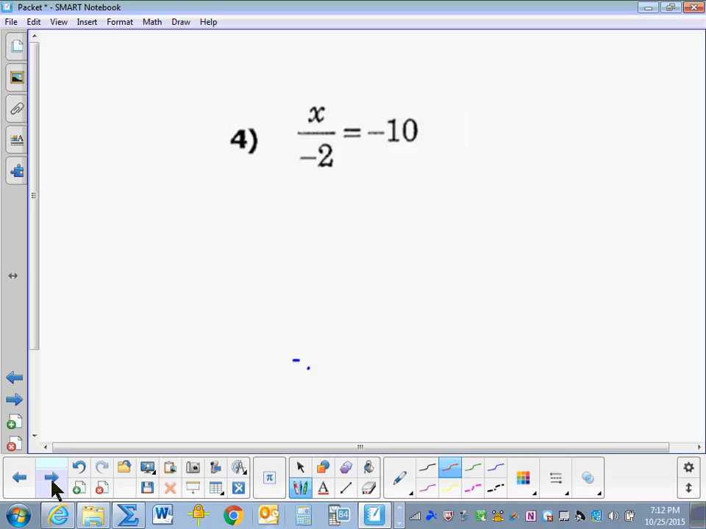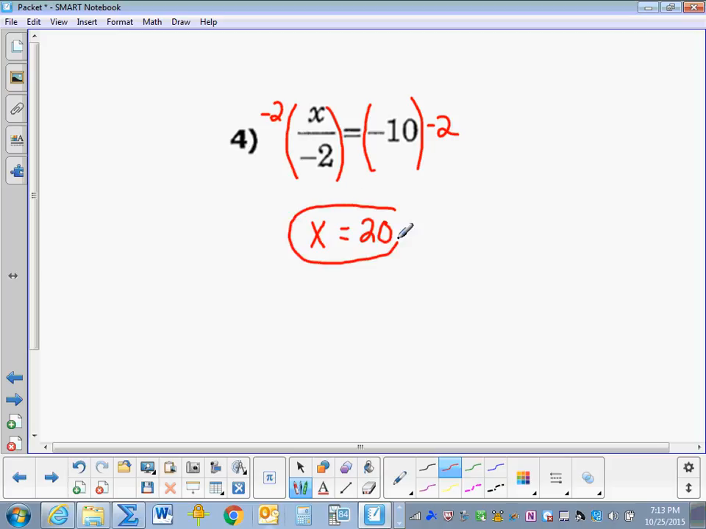Let's go to number 4. X divided by negative 2 is equal to negative 10. So x is being divided by negative 2, so we're going to multiply the left by negative 2 and the right by negative 2. So negative 2x divided by negative 2 is x, and negative 10 times negative 2 is 20. So x is equal to 20.